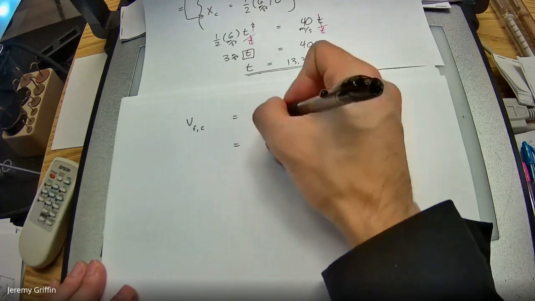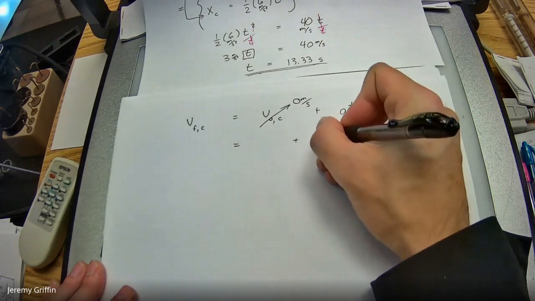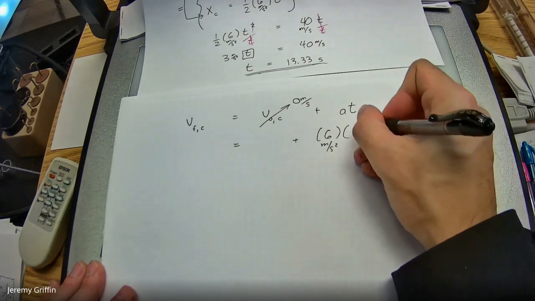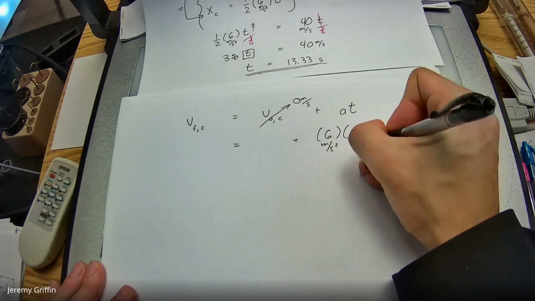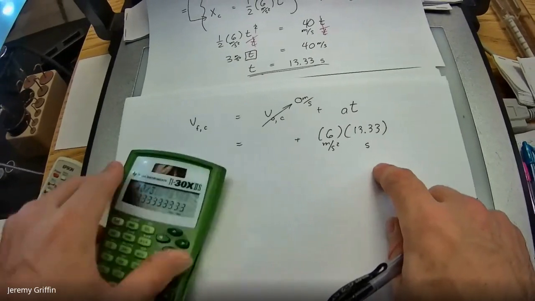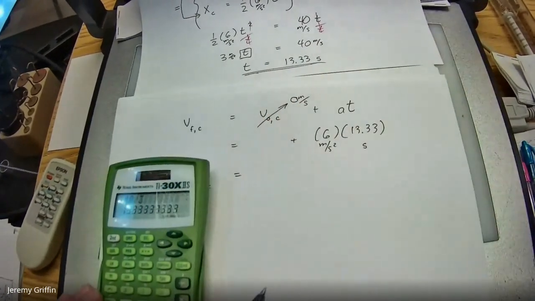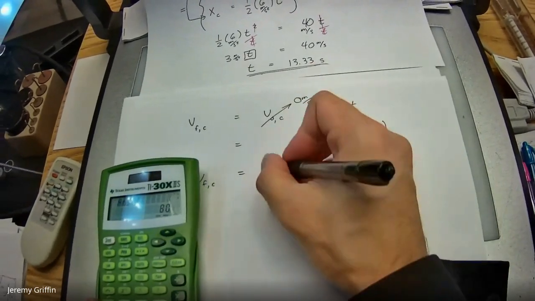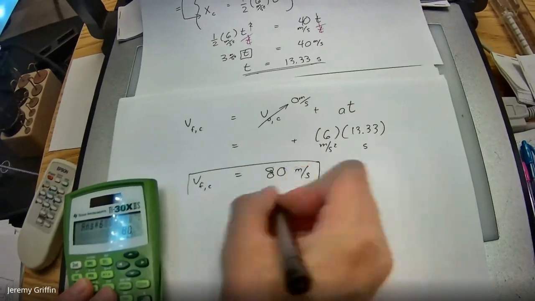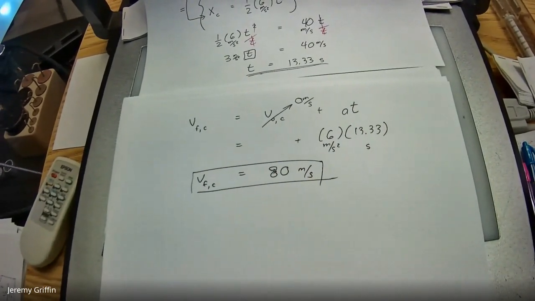The original speed of the cop car was of course 0 meters per second. The cop car was speeding up at 6 meters per second squared, for 13.33 seconds. Now, again, that's way too much precision for the time, but it's okay because it's the middle step. I'll save the rounding for the end. And the final speed of the cop car is 80 meters per second. That's the answer.